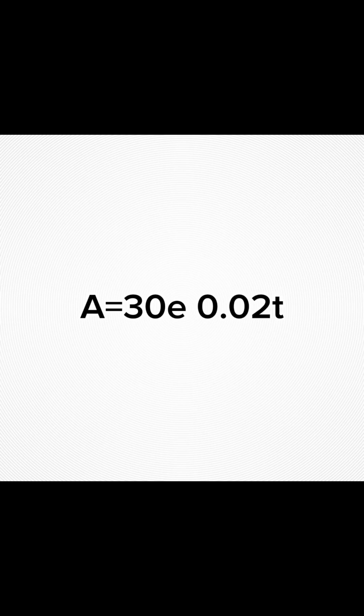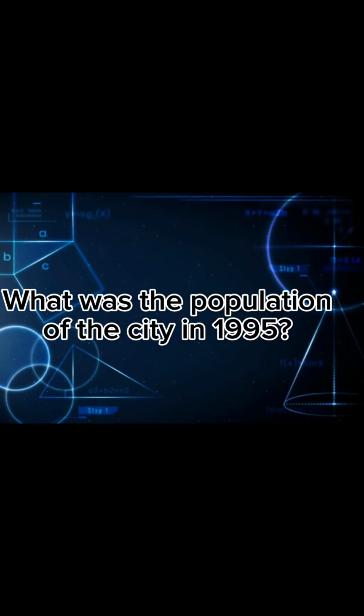Example, the exponential growth model A = 30e^(0.02t) describes the population of a city in the Philippines in thousands. t is years after 1995. That means the starting year is 1995. So let's try to answer. What was the population of the city in 1995?